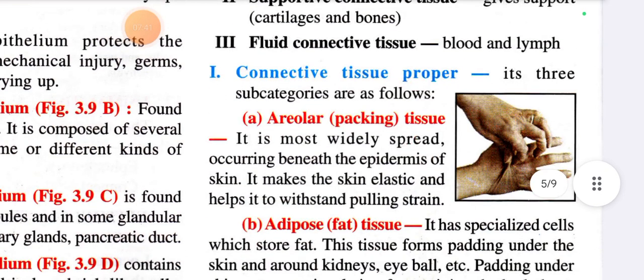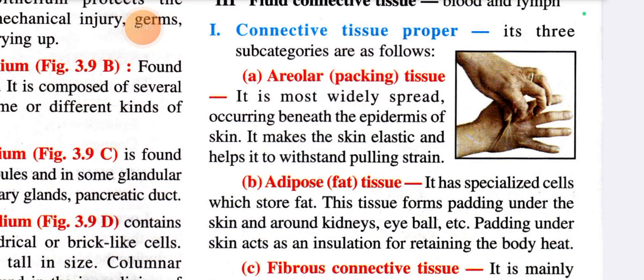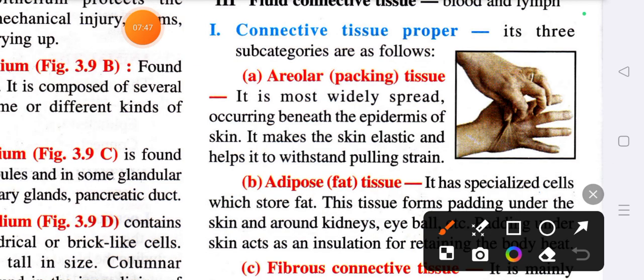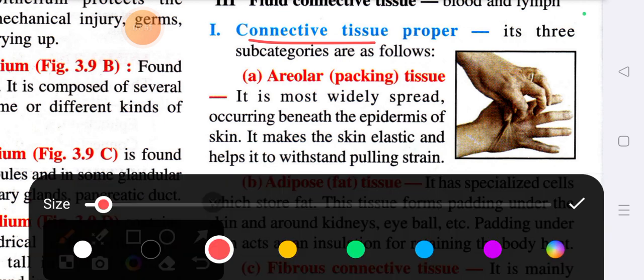Next what we have is connective tissue proper. It has three subcategories. Now see, that's too lengthy, but we need to learn it now. There is no other chance.